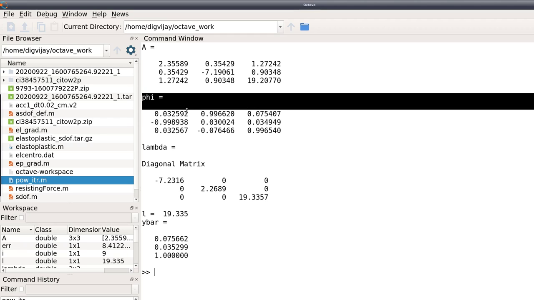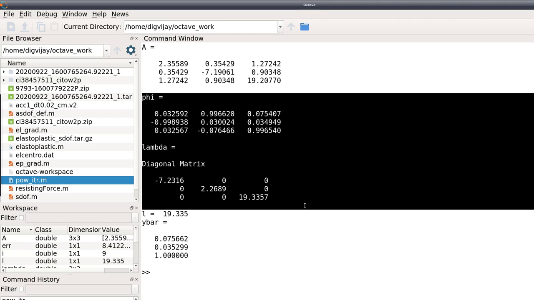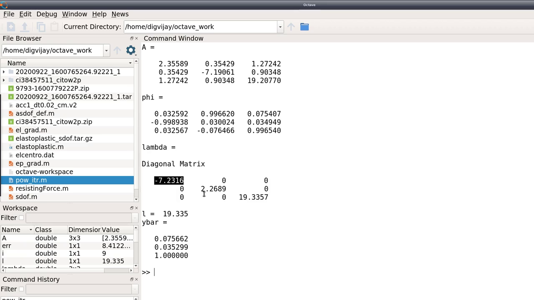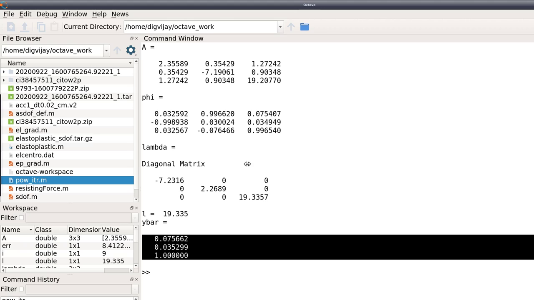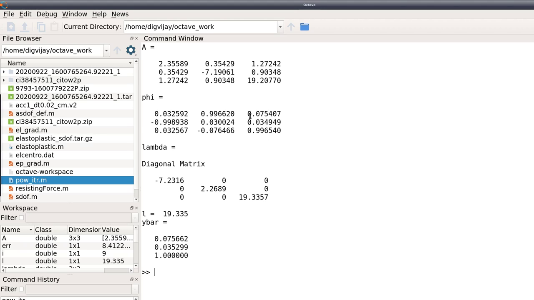This is the solution obtained from Octave, phi and lambda. Phi gives me, in its first column, the first eigenvector, then the second eigenvector and the third eigenvector. And these are the first, second and third eigenvalues. As I said, the power iterations are going to converge to the highest eigenvalue. So here the L value is the highest eigenvalue. Compare it with this, and compare the y bar, that is the eigenvector, with the corresponding eigenvector, the third column.